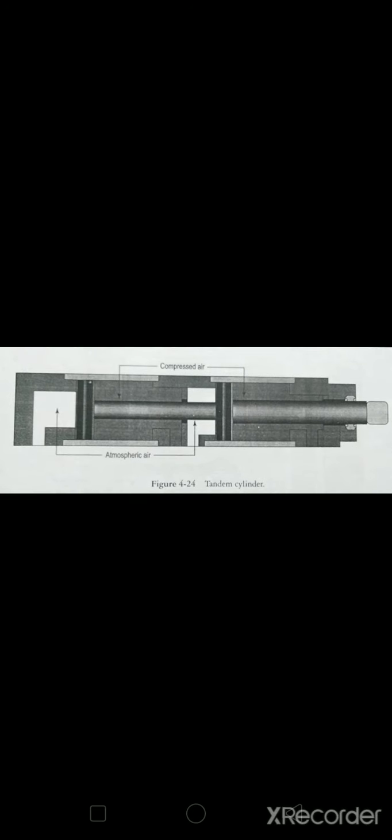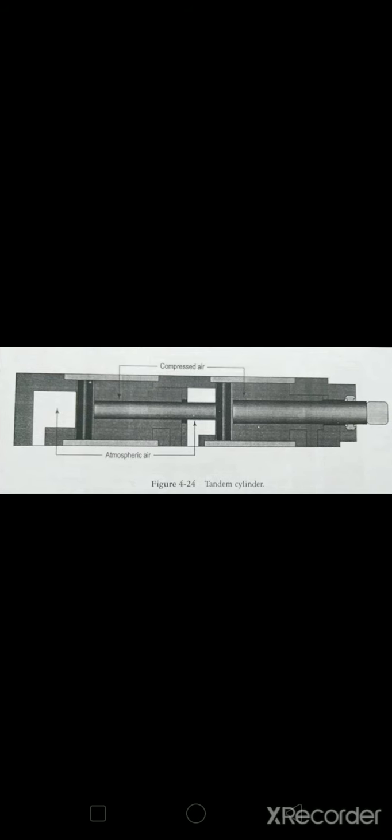Now let us talk about the tandem cylinder, a figure of which you can see on your screen. A tandem cylinder consists of two or more cylinders mounted in line with pistons connected by a common piston rod. Rod seals are installed between cylinders to permit double acting operation of each cylinder.